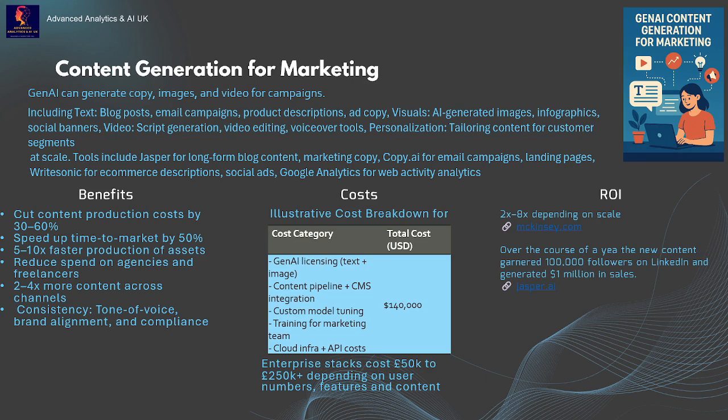So the ROI, well, according to McKinsey, 10 to 8 times, and according to Jasper, it's about actually creating new customer pipelines as well, generating new sales opportunities. That's what it allows you to do: scale, really, identify new opportunities and scale. So that's content generation, particularly aimed for marketing.